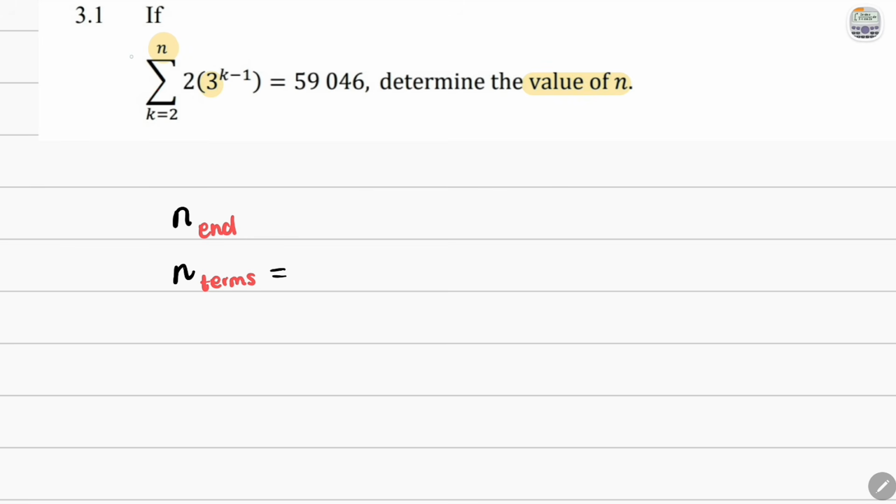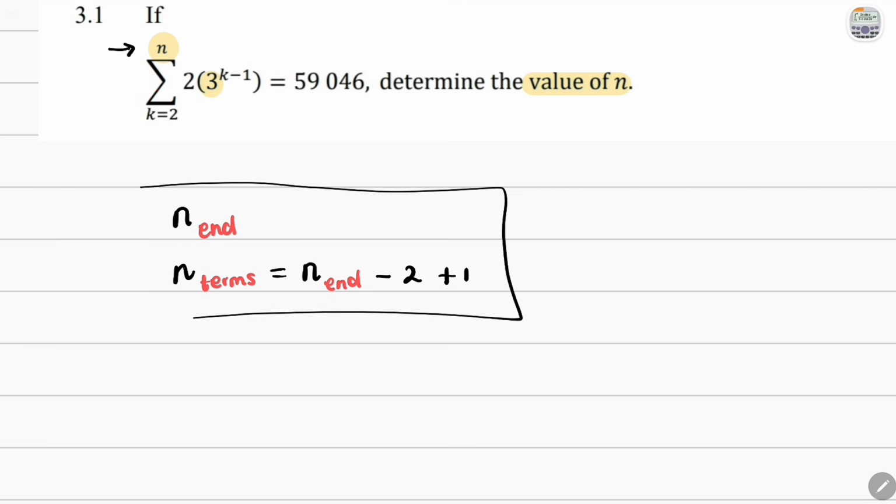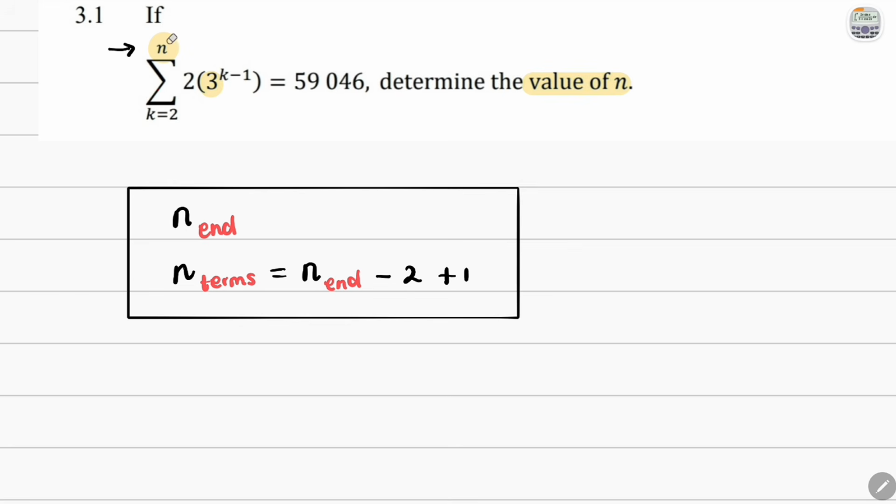We find it by saying that top number, so that n value that you end with, minus this value that we start with, k equals 2. So minus that value of 2 and then plus 1. That will give you the total number of terms. So let's keep this in mind when finding n, the number we end at. Okay, the k value we end at.